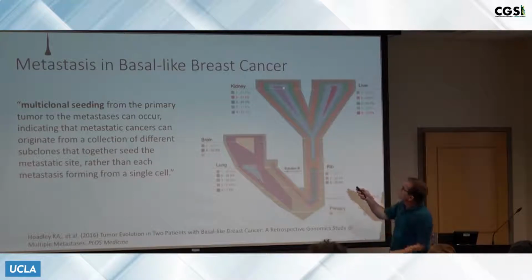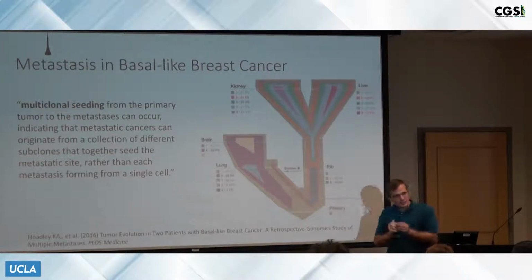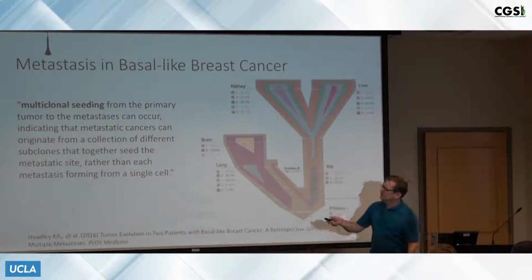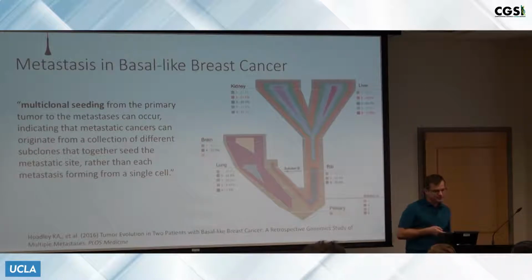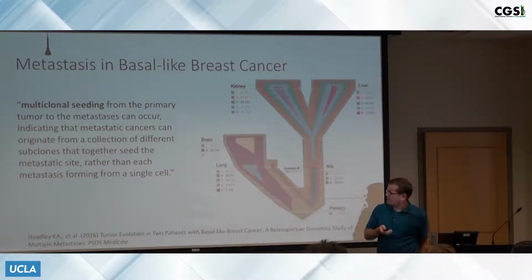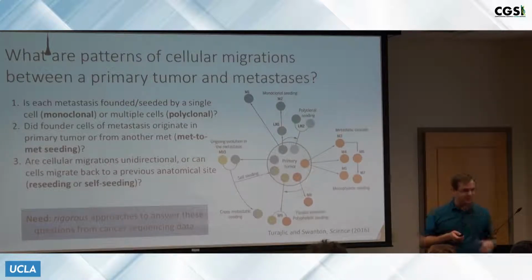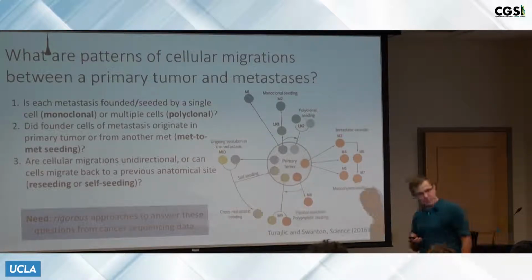It's a complicated picture, but if you look at it in detail, say the liver and the kidney, what we see is there are multiple distinct clones with distinct mutations that are shared by both the kidney and the liver. So somehow neither of these could have been a single event. It had to be multiple distinct clones, which they called, in this example, multiclonal seeding from the primary to the mets.